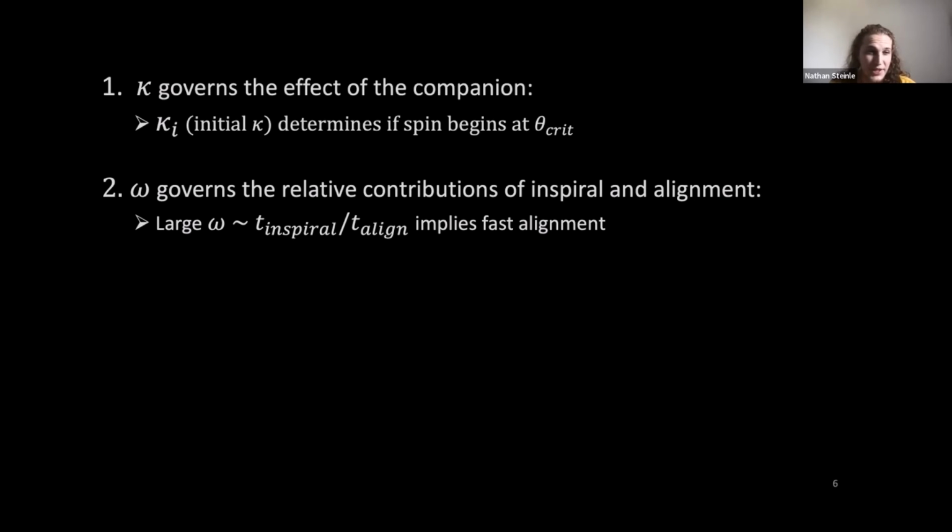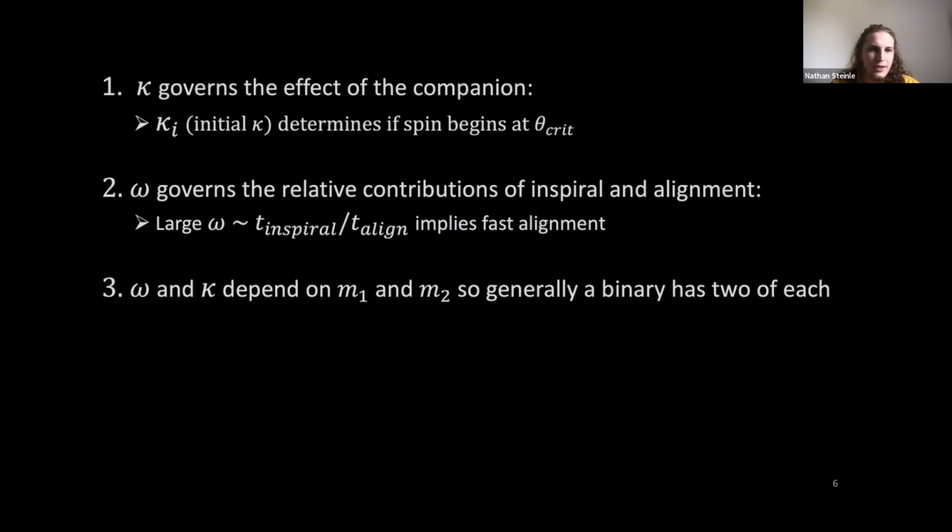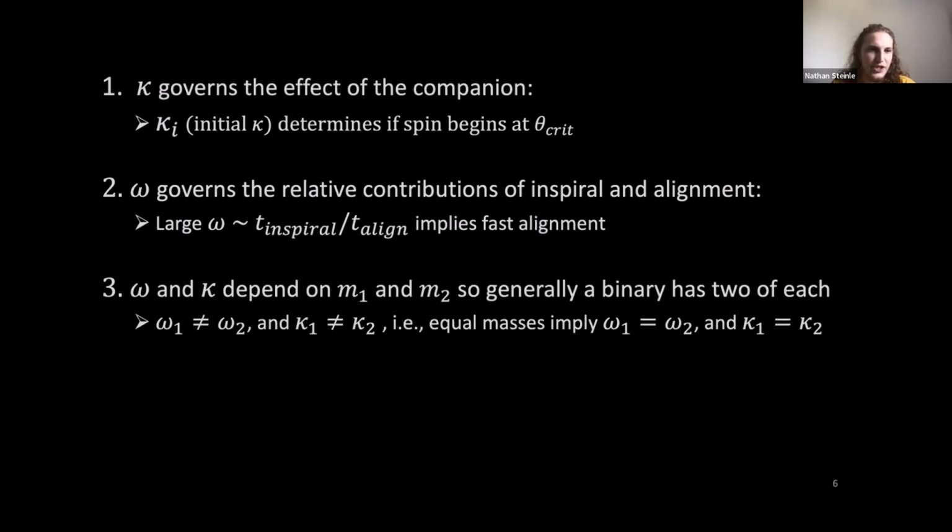And so basically a large omega implies that the alignment is happening faster than the in-spiral. More generally, though, omega and kappa depend on the masses and spins. And so we have two of each for a given binary. Generally, omega 1 for the primary black hole will not be equal to omega 2 of the secondary black hole. Same thing with kappa 1 and kappa 2. And only in the limit of equal masses will we have the equality of omega 1 and omega 2 and kappa 1 and kappa 2.